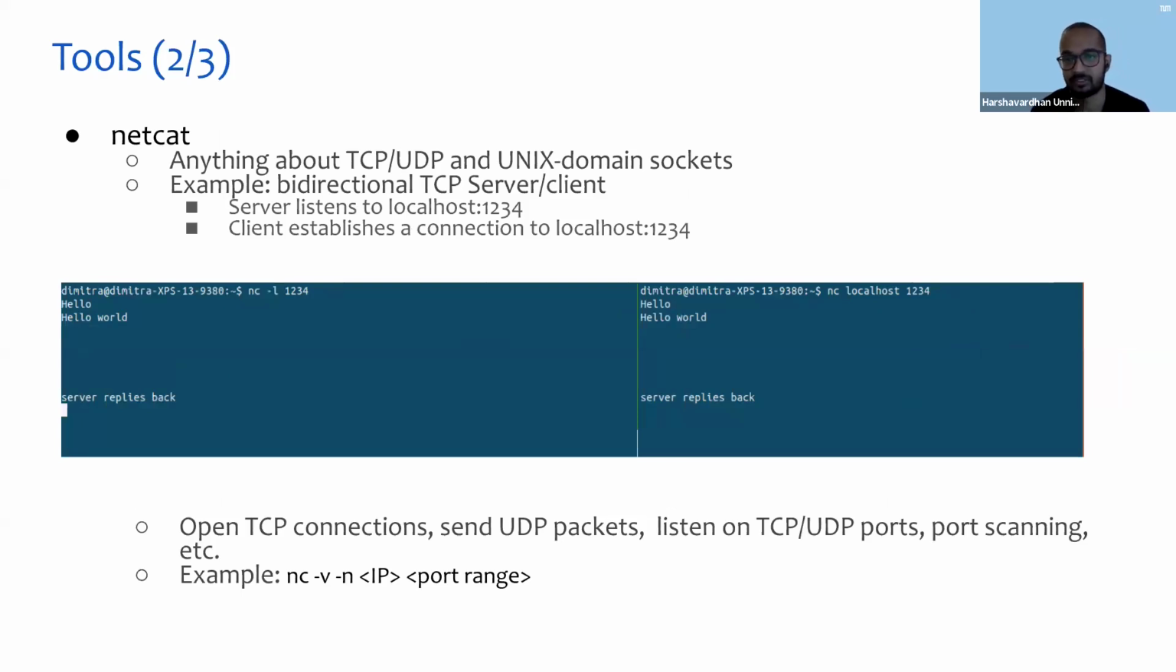The next tool is known as Netcat, and Netcat is used for almost anything regarding TCP or UDP and Unix domain sockets. We can open TCP connections, send packets, and listen on TCP and UDP ports to perform scanning of these ports, amongst many other things. An example is shown in the image. We open a TCP connection on port 1234 in the left terminal. In the right terminal, we start a client. This establishes a bidirectional connection through which we can exchange data.